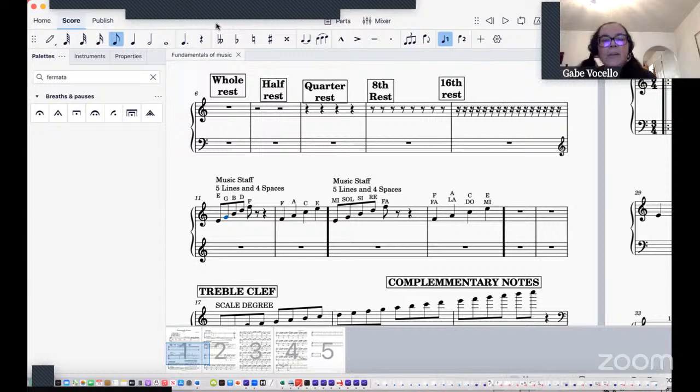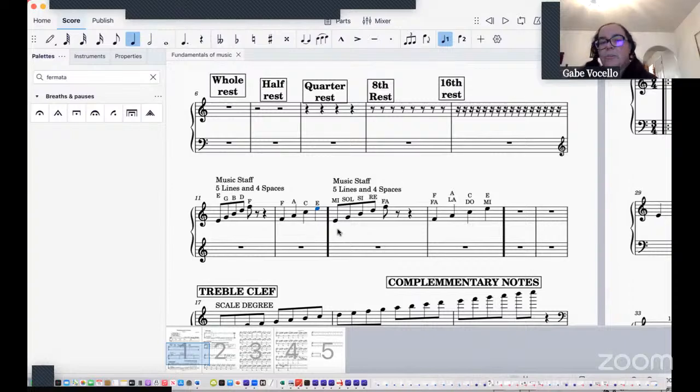The third line is B. The fourth line is D. Line number 5 is F. The first space is F. The second space is A. The third space is C. The fourth space is E. So E, G, B, D, F, F, A, C, E.